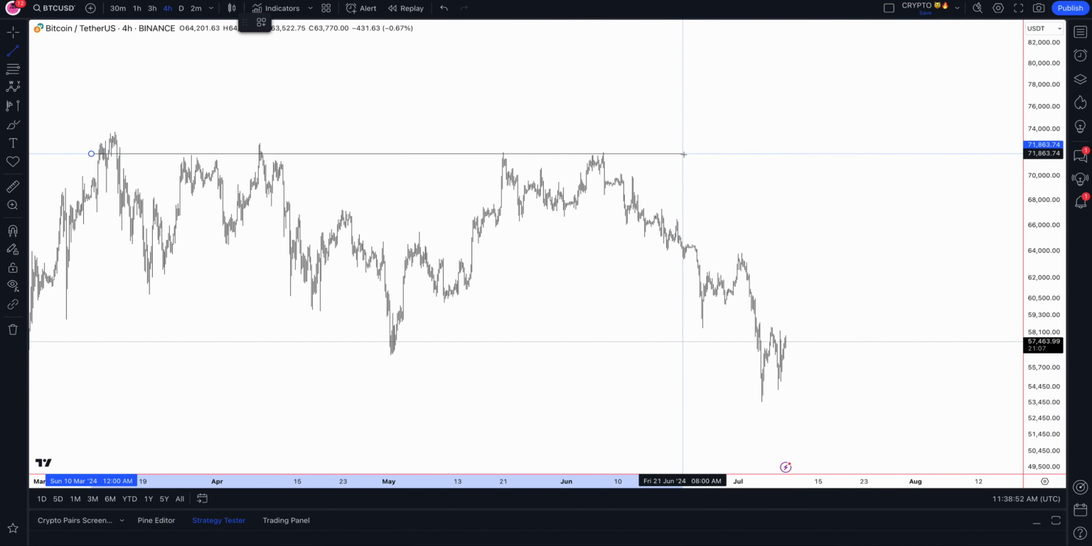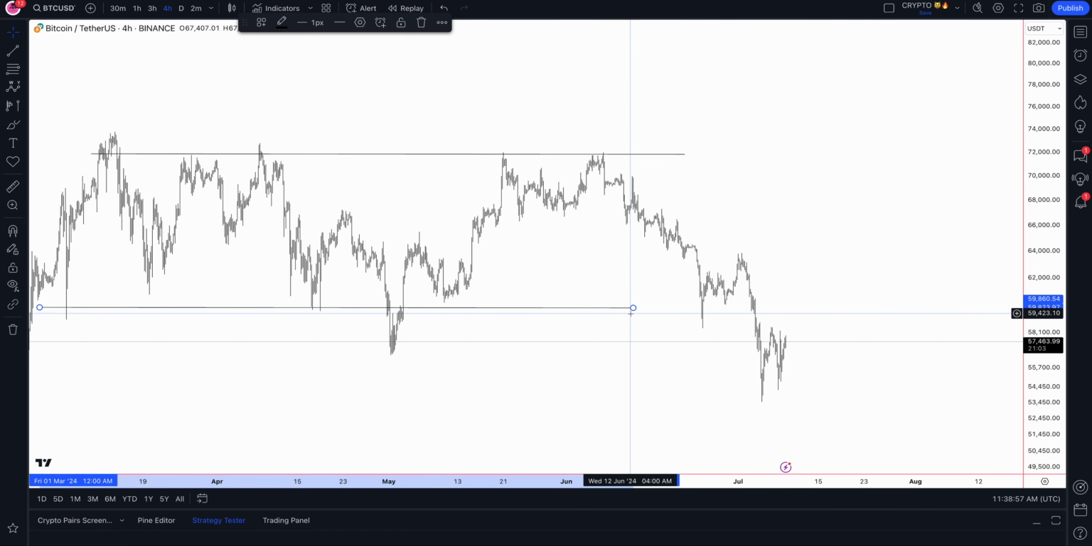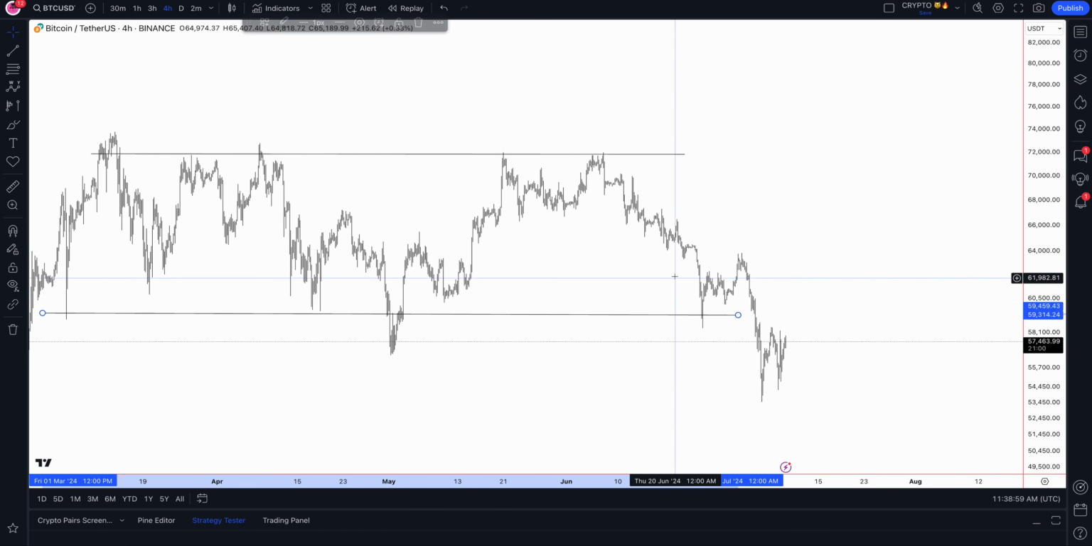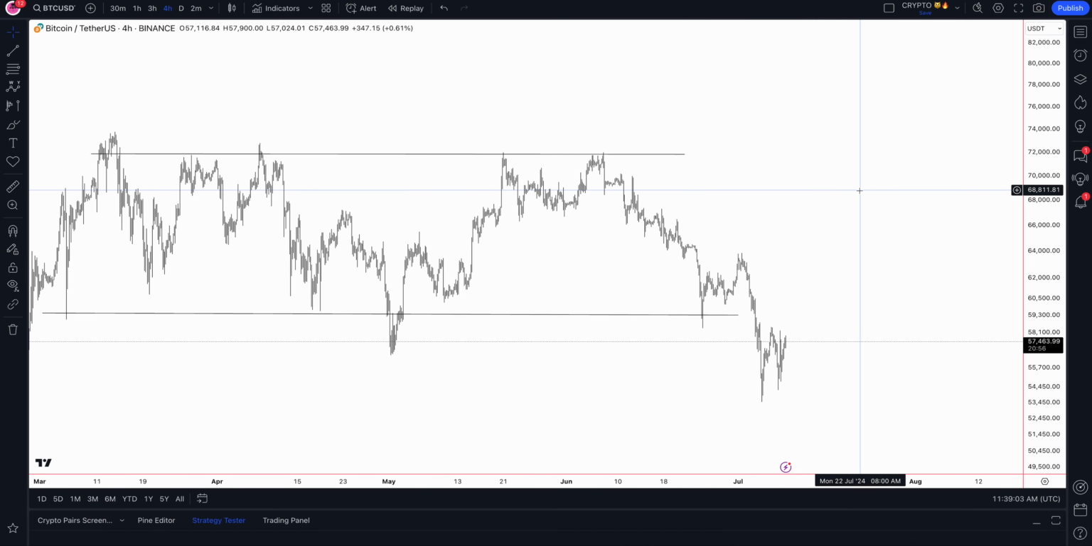Let's take a look at Bitcoin over here. Bitcoin has been within Wyckoff reaccumulation for about 125 days now. So this is what Wyckoff reaccumulation looks like. It's doing schematic number 1.